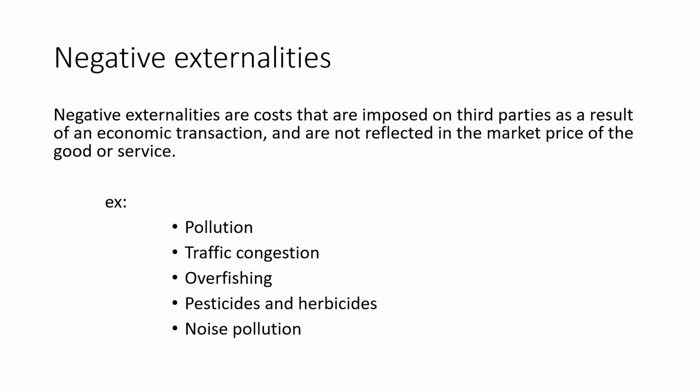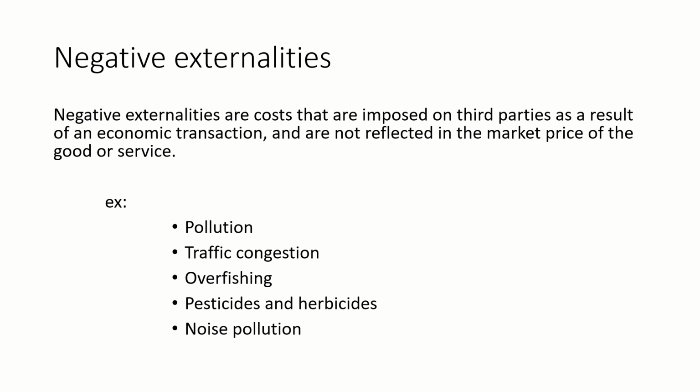Overfishing. When fishermen catch more fish than is sustainable, they impose costs on future generations by reducing the size of fish populations and the future potential of the fishery. These costs are not reflected in the market price of fish, creating a negative externality.